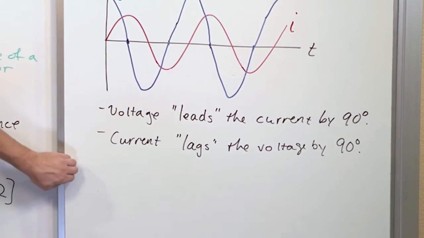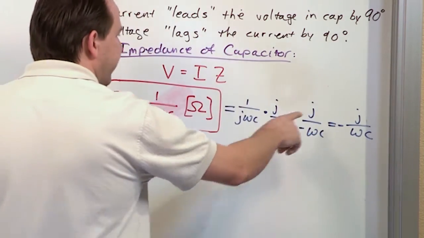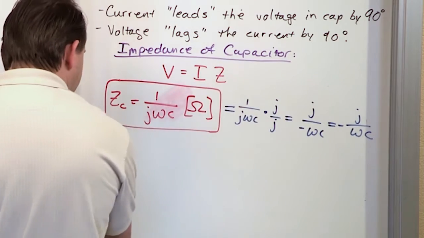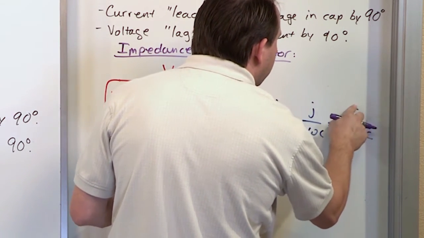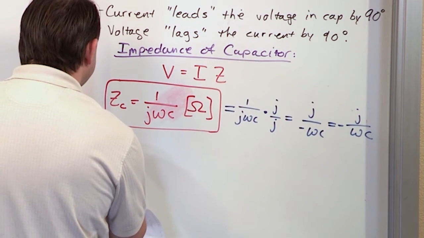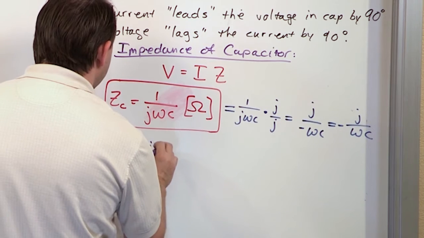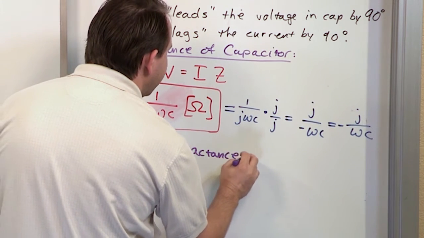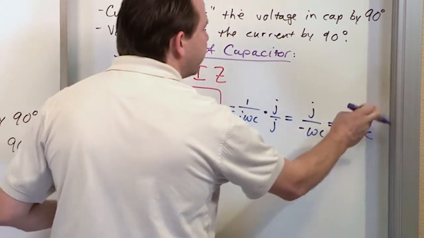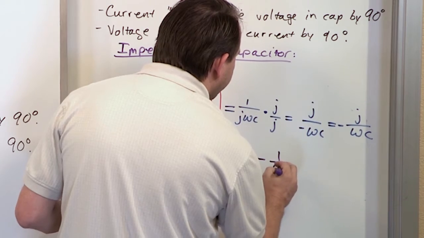So now that we have written the impedance of a capacitor with j on the top and with this stuff on the bottom, what I can do is just take the coefficient of the j, and I can say that the capacitive reactance is equal to, the reactance is always equal to the impedance, but with the j gone. So it's negative 1 over omega times c.